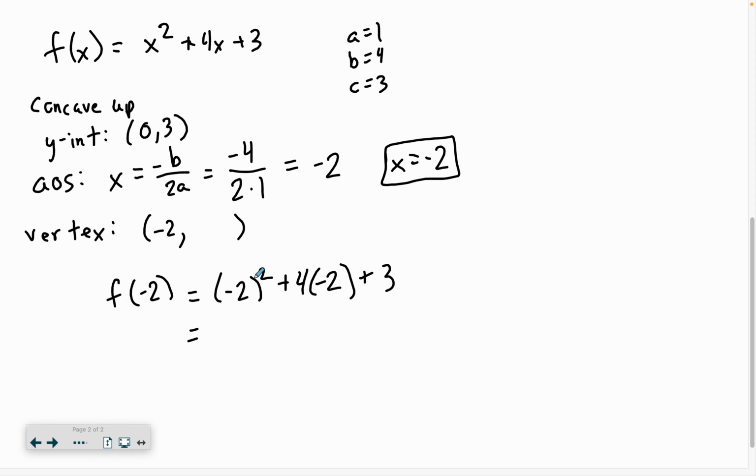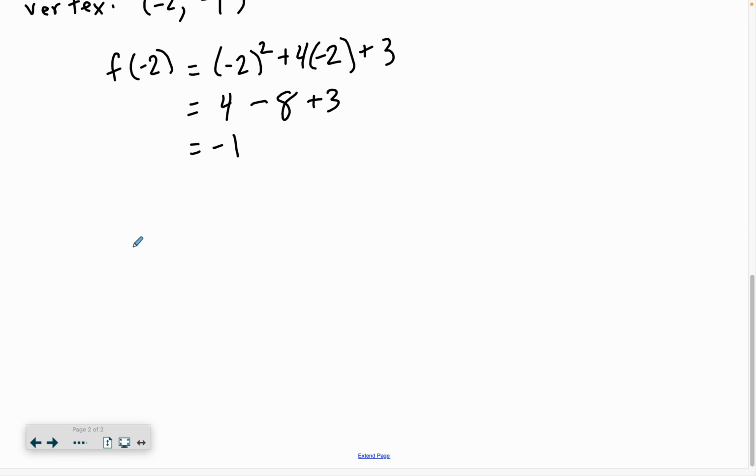So negative 2 squared is 4. Make sure if you type that in your calculator, parentheses around the negative 2, minus 8. 4 times negative 2 is negative 8, plus 3. 4 minus 8 is negative 4, plus 3 is negative 1, so that is your y value. The vertex is at negative 2, comma, negative 1. So again, all I do is I plug the x value, negative 2, for the axis of symmetry in for x in the equation. That's all I do to find the y value.